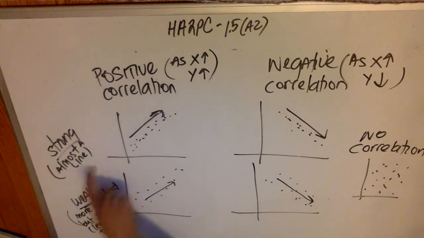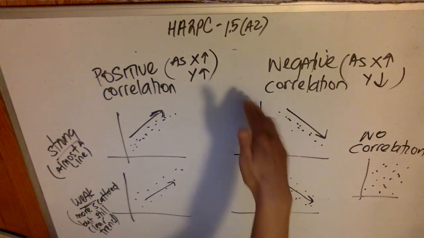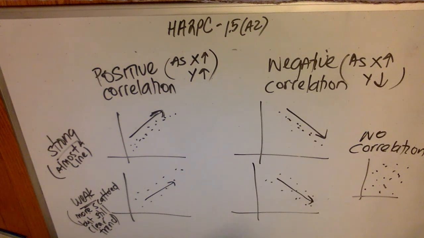So, strong positive means it goes uphill, positive slope, and is almost a line. Strong negative means it goes downhill and is almost a line. Weak positive means it goes uphill but is kind of scattered. Weak negative goes downhill but is kind of scattered. And no correlation is all over the place. There's a way that we can actually figure this out when we use our calculator, which we're going to do in the next video.